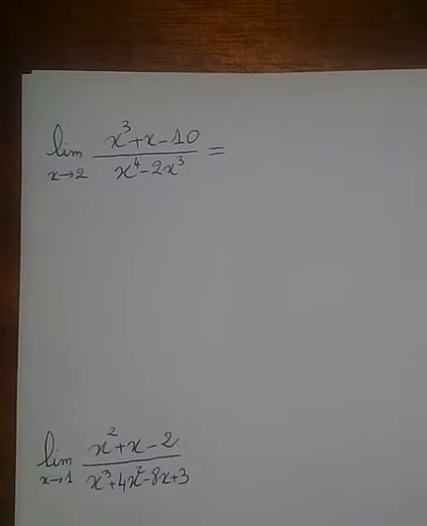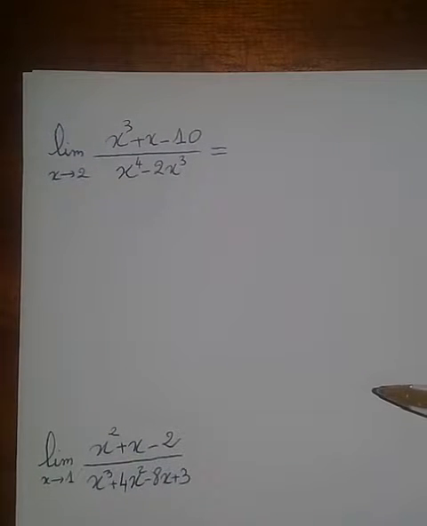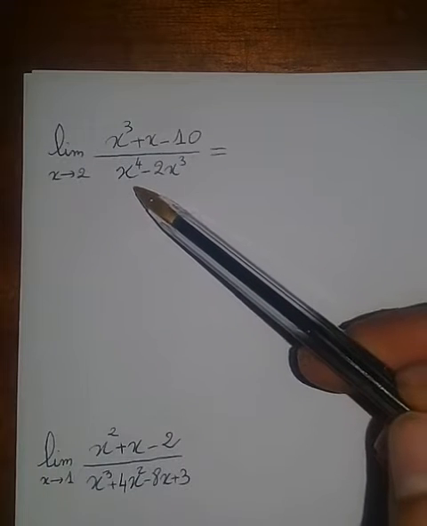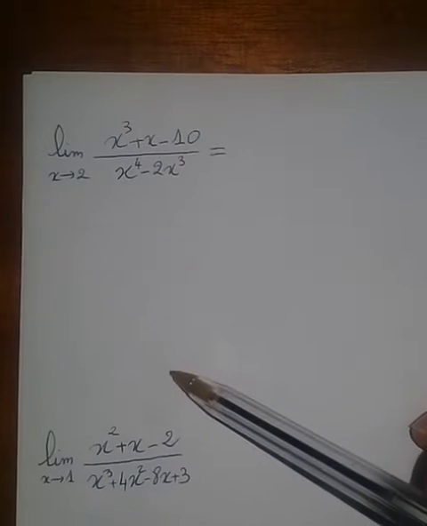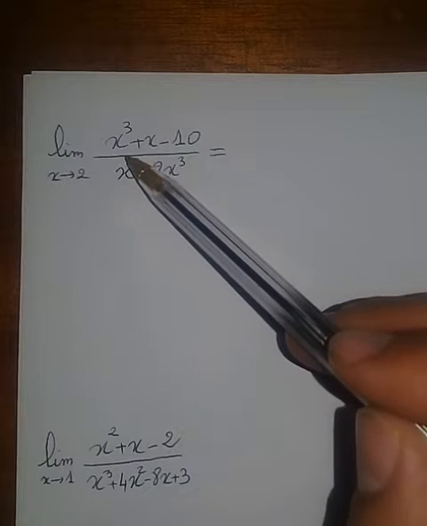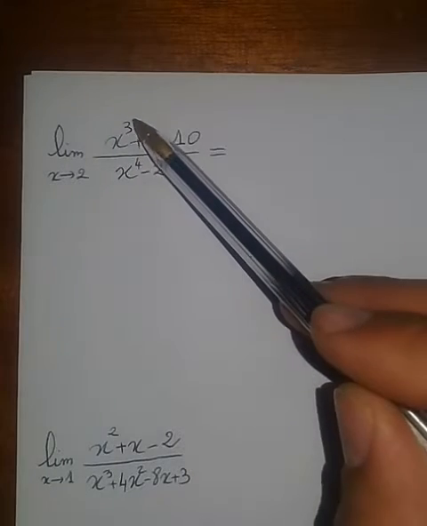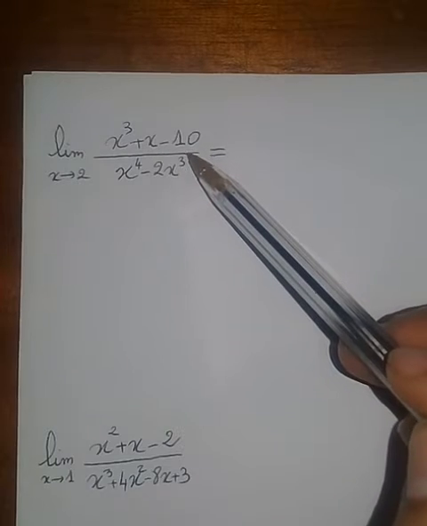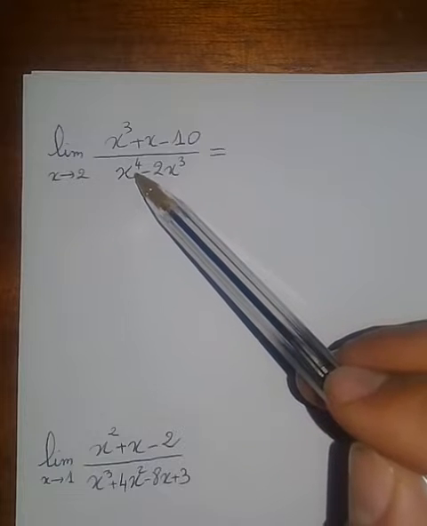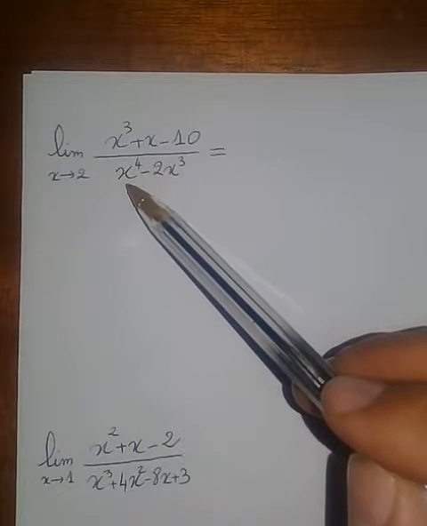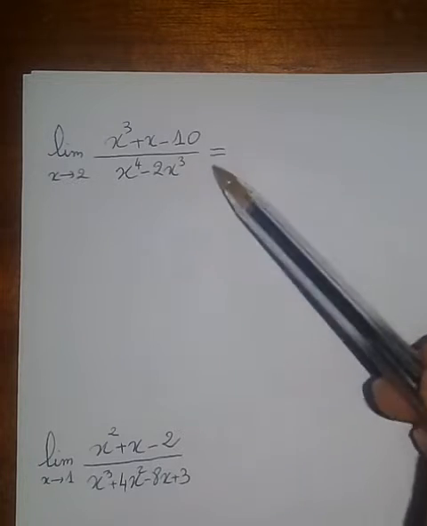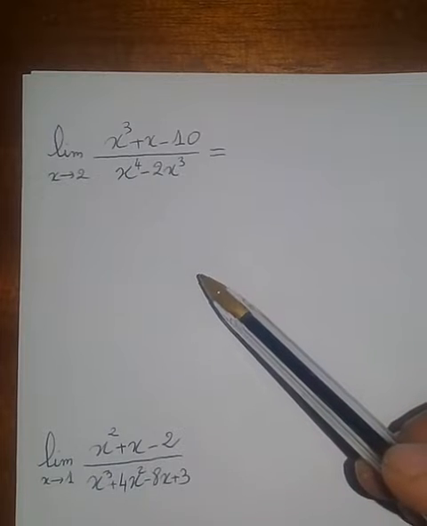Let's start with this one. The limit when x approaches 2 of x cubed plus x minus 10 over x to the fourth minus 2x cubed. If we plug in 2, we've got 8 plus 2, which is 10, minus 10 is 0. At the denominator we have 2 to the fourth, which is 16, minus 2 times 8, which is 16, and it's 0. 0 over 0 is an undefined form.